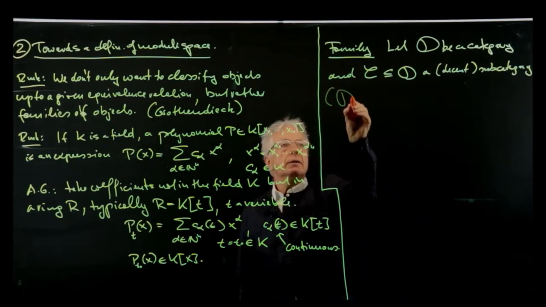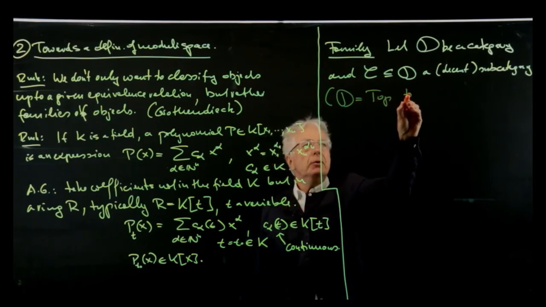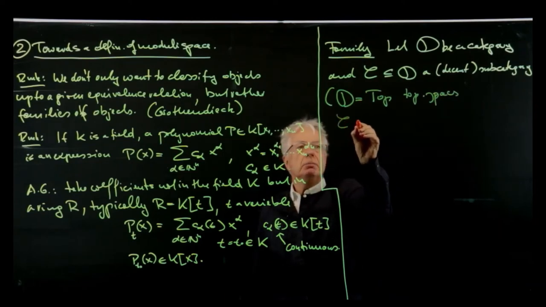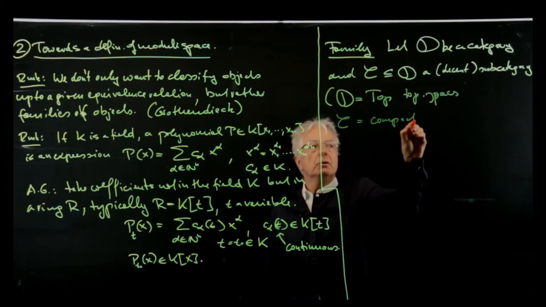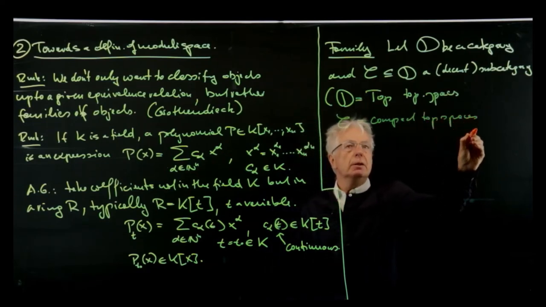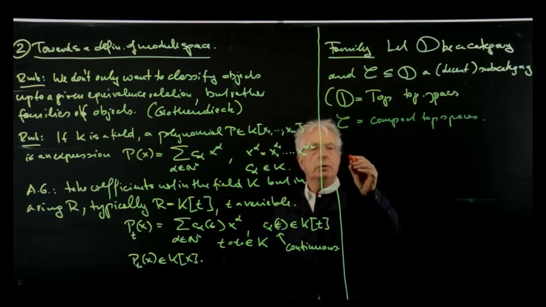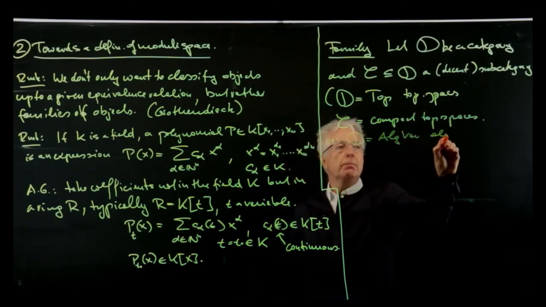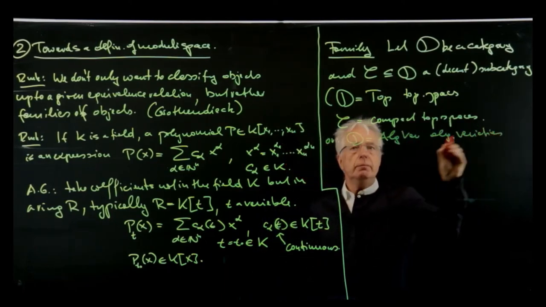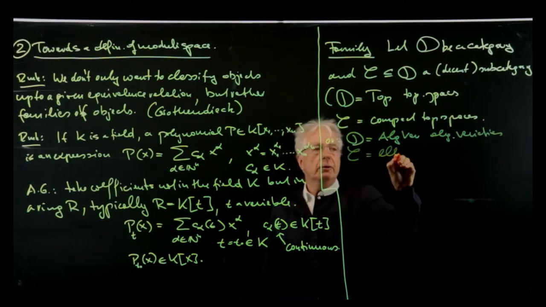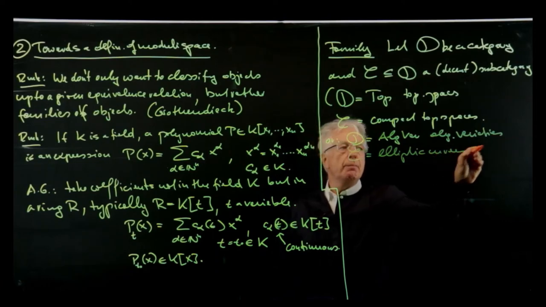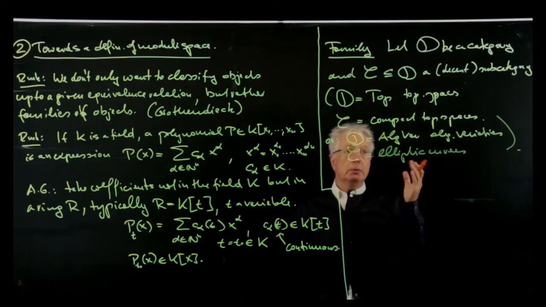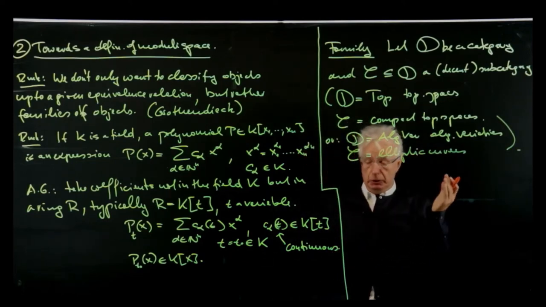You take D topological spaces, and C, maybe you take the compact topological spaces. Or you take D algebraic varieties, and for C, you take elliptic curves. Okay? But just think of topological spaces for the moment. So within topological spaces, the morphisms are given by continuous maps.